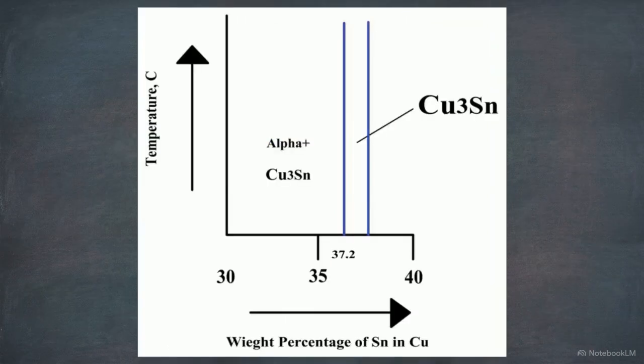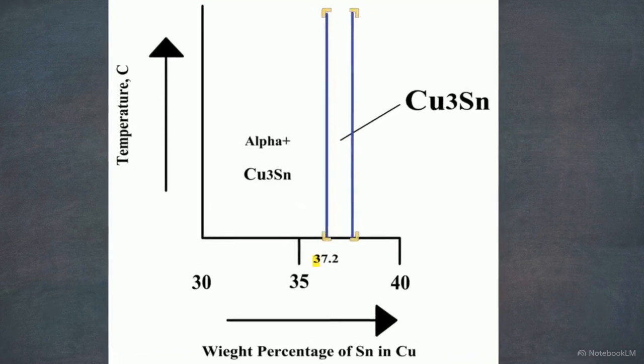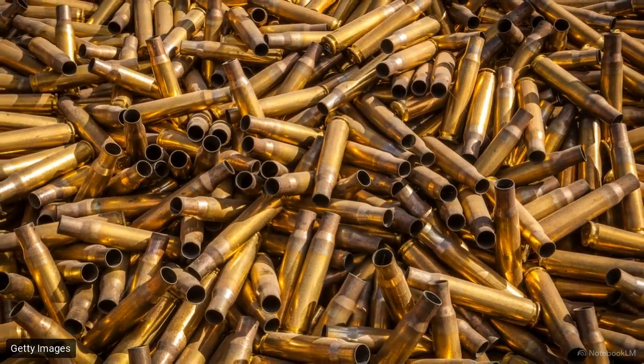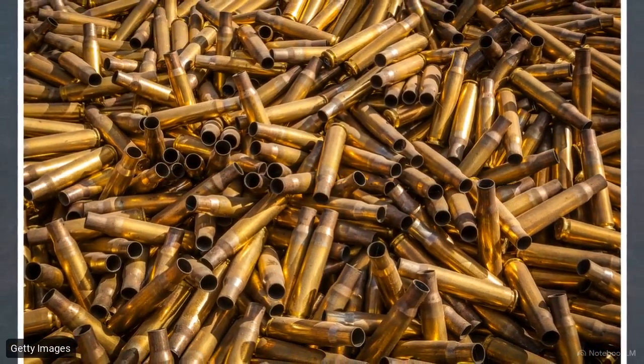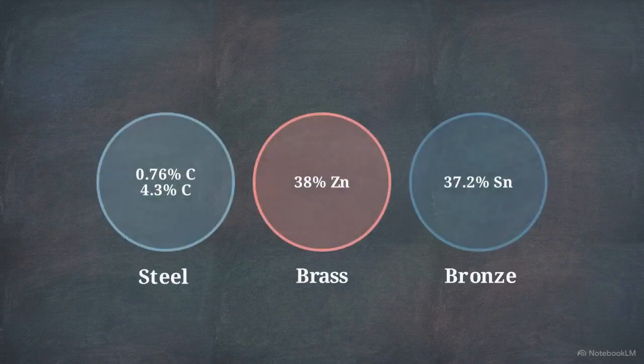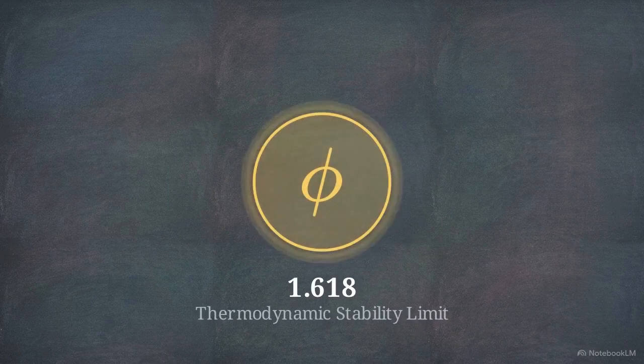We see a similar trend in the copper-tin phase diagram, used for bronze and specialized solders. The epsilon intermetallic compound formation zone peaks at 37.2% tin. The mass ratio here, 62.8% copper divided by 37.2% tin, is 1.69, again nearing the golden ratio. These calculations suggest that three significant engineering alloy systems, steel, brass, and bronze, consistently converge toward this specific geometric proportion at their absolute limits of thermodynamic stability.